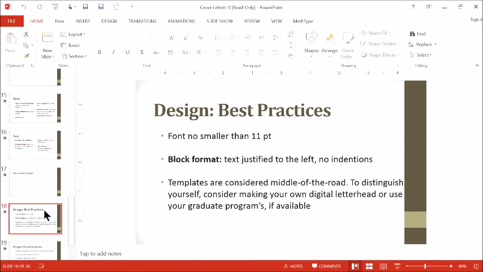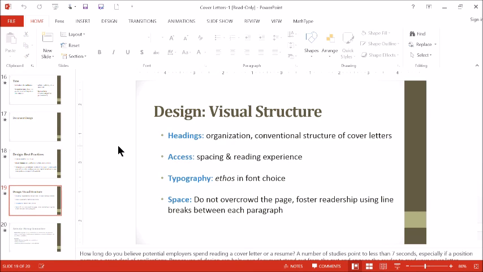If it gets really down to like 10 or even 9, it just gets too small for most people to read. Use block format. Text should be justified to the left without indentations. Generally, it's suggested that you avoid using a preformed template and instead develop your own.